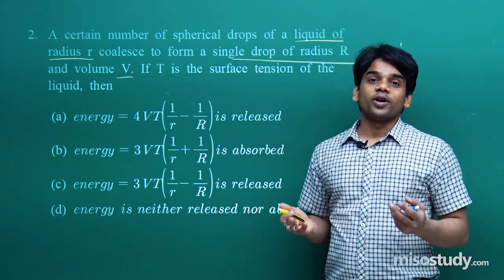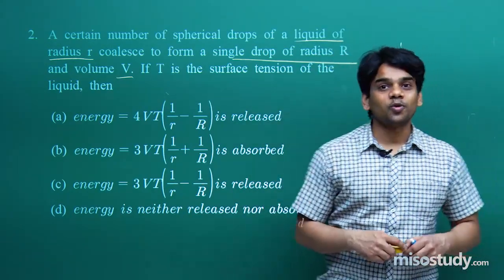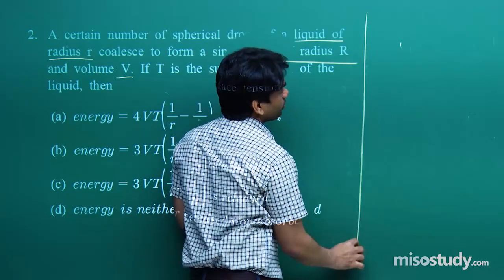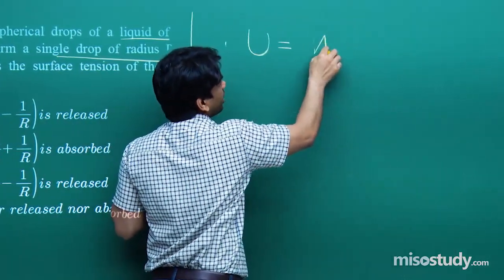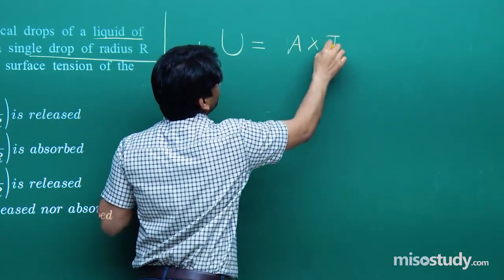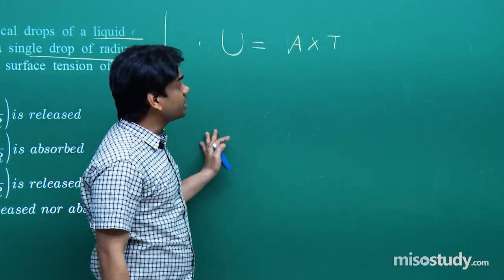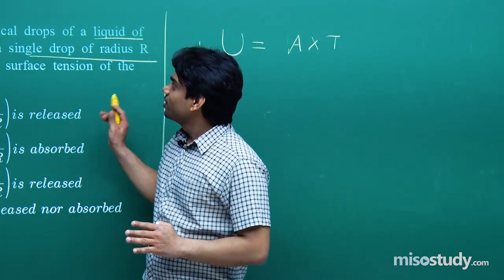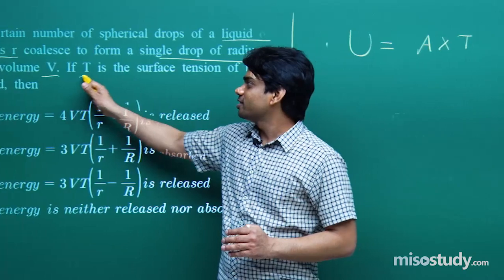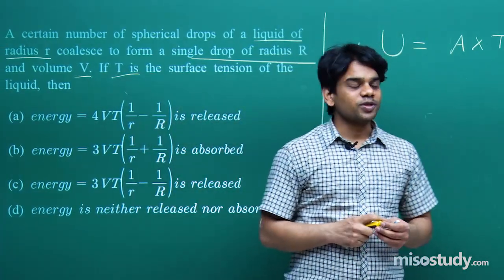In the case of a drop, I have told you how to find out the surface energy. If you remember, the surface energy is given as the surface area multiplied with the surface tension. Here I am using T for surface tension, not S, because in this question we have been given that T is the surface tension. So in this way we are using it.